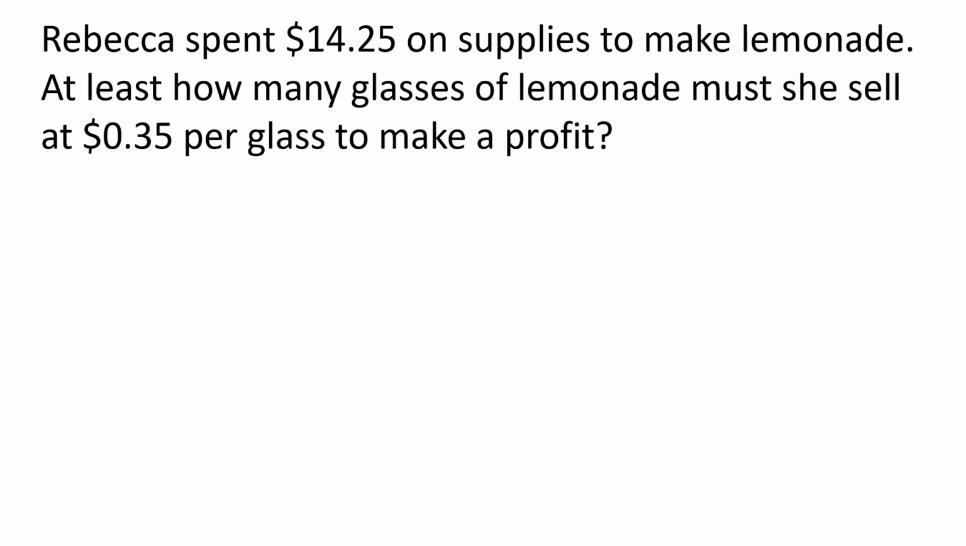Rebecca spent $14.25 on supplies to make lemonade. At least how many glasses of lemonade must she sell at 35 cents per glass to make a profit? And profit means you're going to make more money than you spent. So you have $14.25, and you got 35 cents per glass. I'll call it G for glass because I'm so clever. And so the amount of money she makes has to be greater than the money she spent.